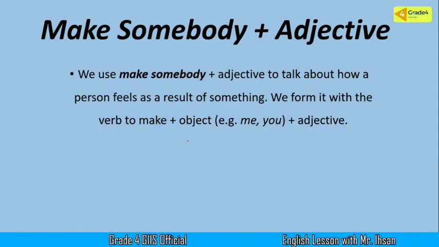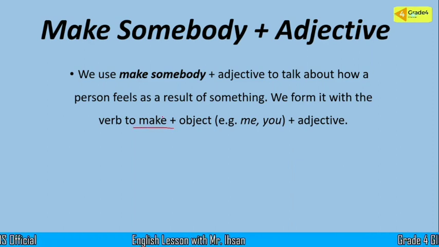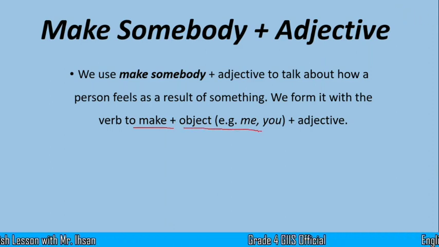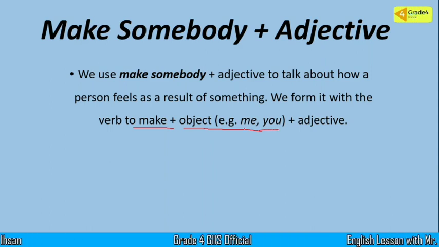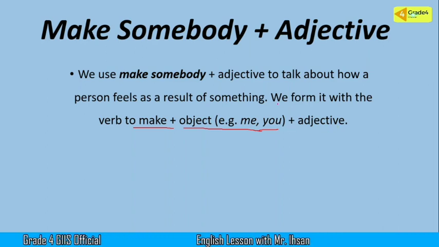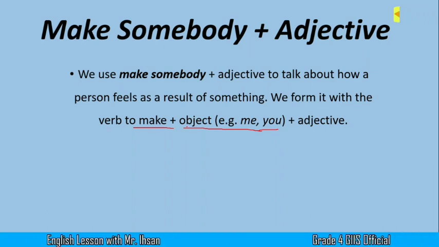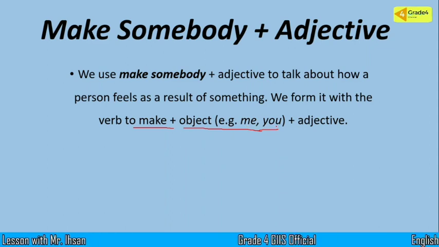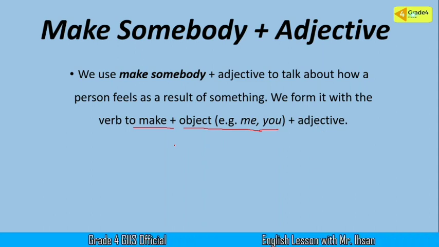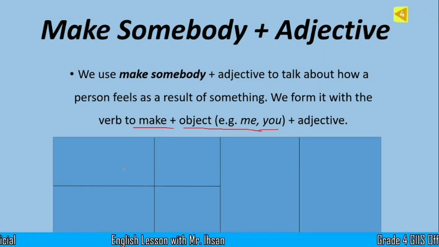We form it with the verb to make. You have to remember, only the verb make, plus an object, for example me, you. Me is the object form of I. And then plus an adjective. Once again, we form it with the verb to make, plus object, and then plus adjective.